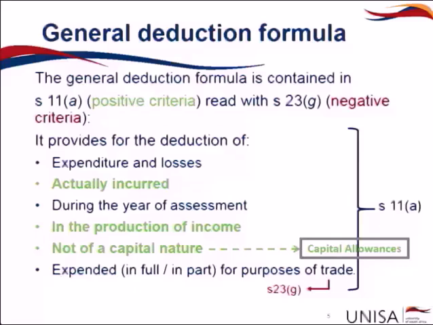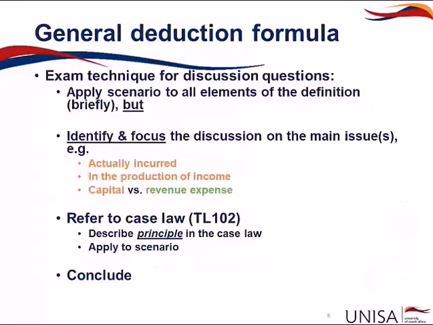So similarly to what we did for the gross income, how would you approach a general deduction formula if it's a discussion question? Well, you need to take the scenario that you have been given and apply the elements of the definition briefly. So what we want you to do is take us through the general deduction formula and tell us which items have been met. But you need to identify and focus the discussion on the main issue. So the issue where there is uncertainty as to whether that item has been met or not.